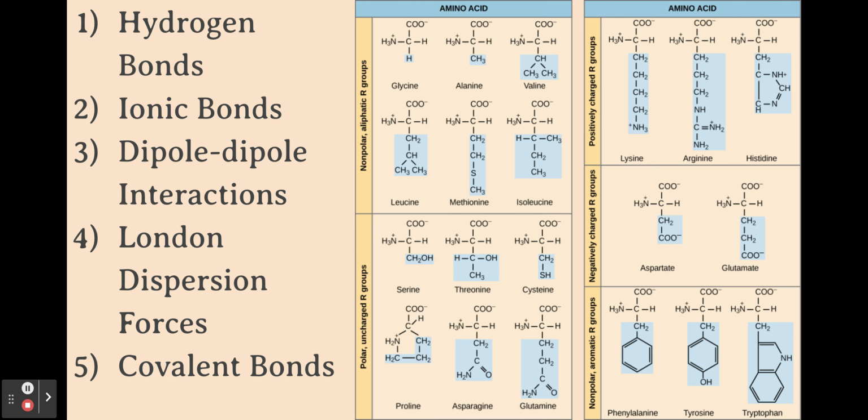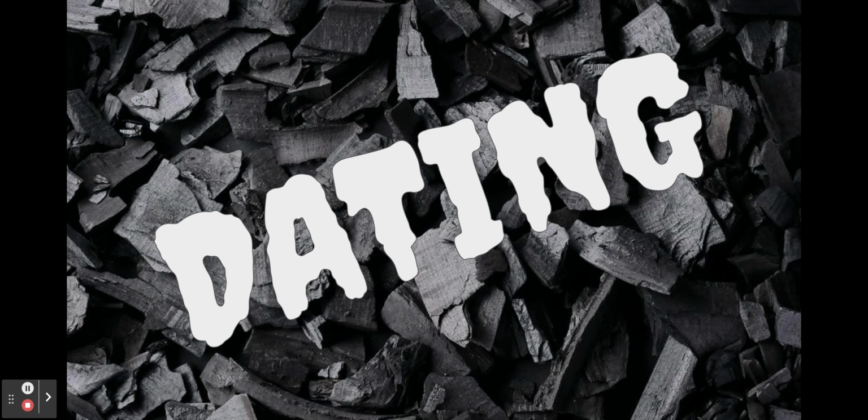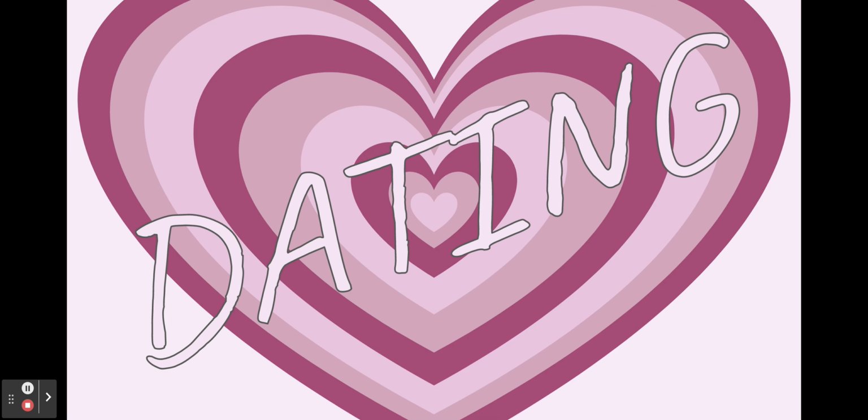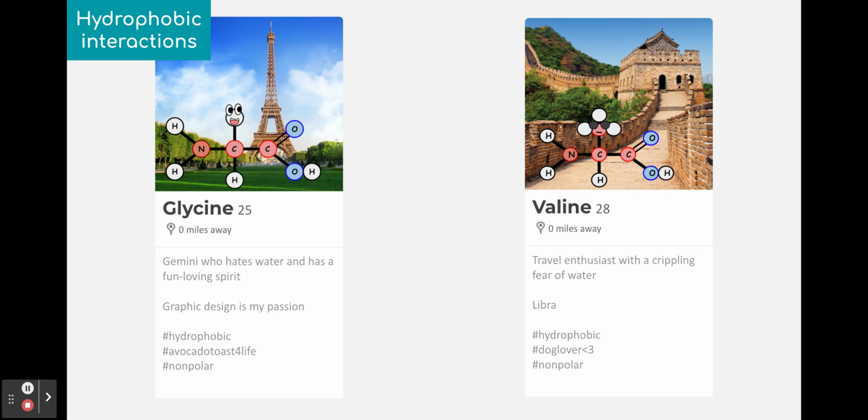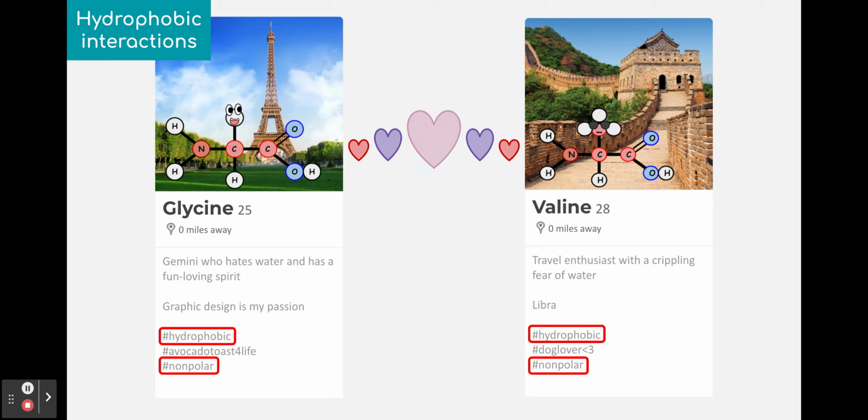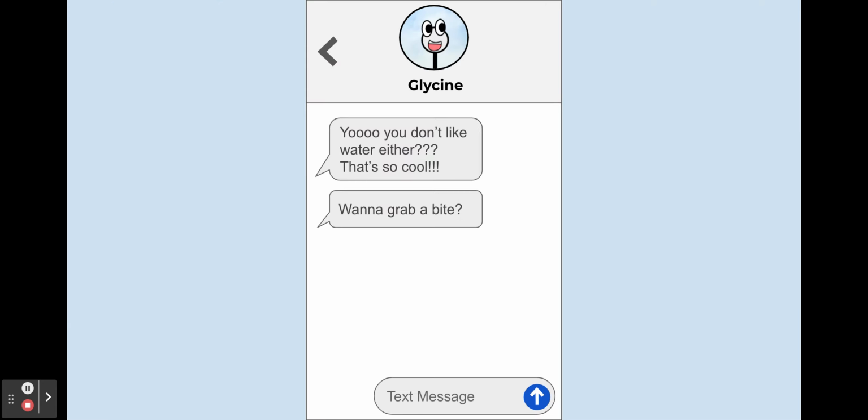I find it much easier to think of this process through the frame of dating. No, not carbon dating. Dating. For instance, imagine that these two amino acids signed up for an online dating service and, through all the craziness, found someone with similar interests and dislikes as them. Here, both glycine and valine, being hydrophobic or literally afraid of water, would for sure swipe right, feeling that mutual attraction. In this case, like attracts like.